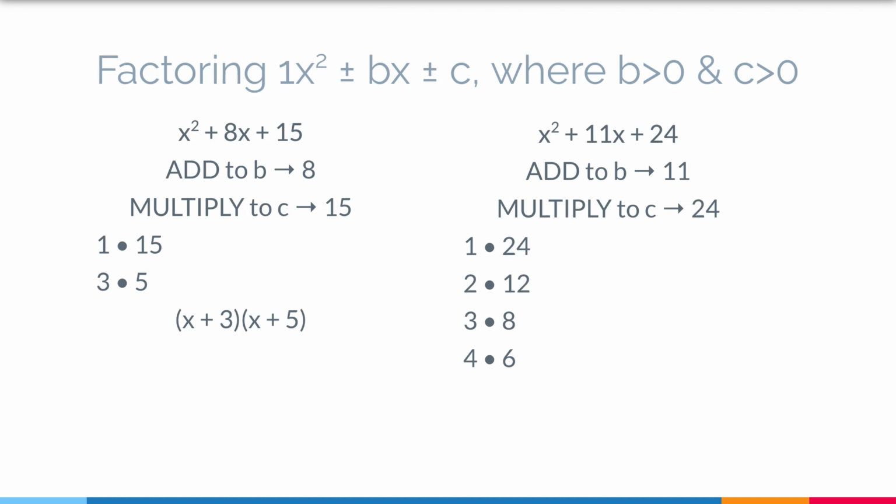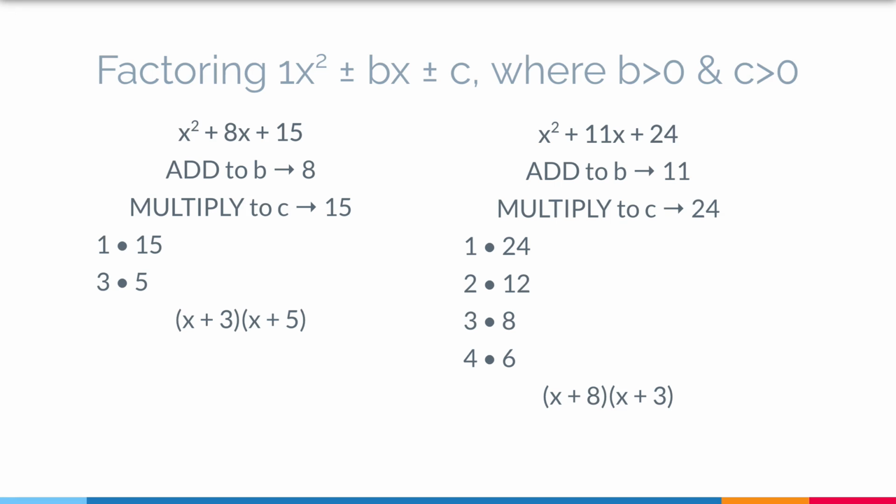So from this list, what adds to 11 and multiplies to 24? Well, 8 and 3. 8 times 3 is 24. 8 plus 3 is 11. And you'll notice that at the top, it says b is greater than 0, c is greater than 0. When b and c are both positive, you'll end up with x plus something times x plus something. It's the template. So when b and c are both greater than 0, you'll have double pluses in your factored form.